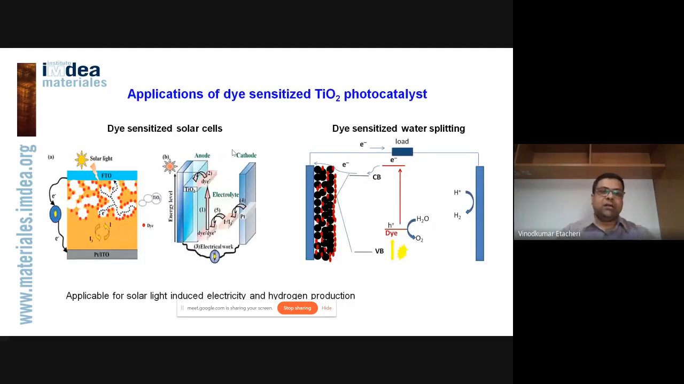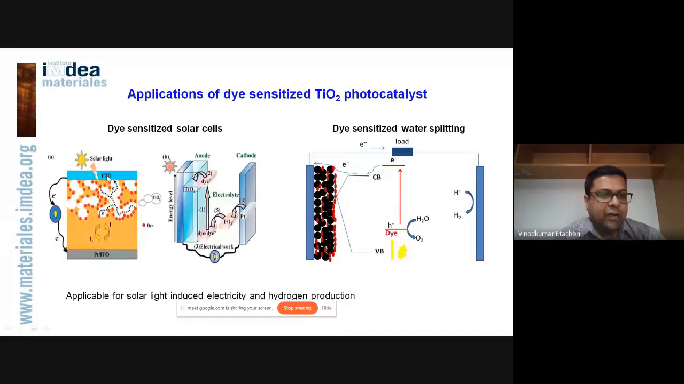So here you can see the dye sensitized solar cell. It's a typical schematic of a dye sensitized solar cell where you have two electrodes, and on one side we have TiO2 with the dye. So you can see the dye is adsorbed, and the performance of this system also depends on how the dye is anchored on TiO2. Is it through chemical bonds or physical anchoring? It depends on many factors.